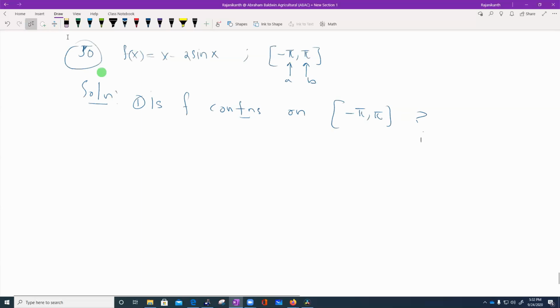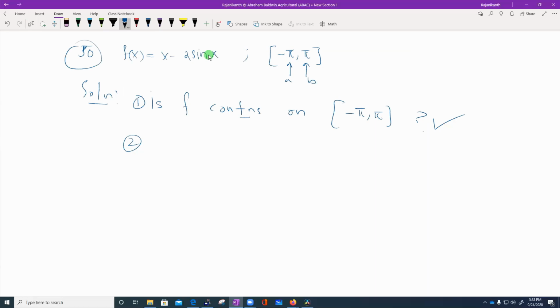Yes, because it is a combination of a trig function, sine, and an algebraic function, in other words a polynomial function, which is always continuous. Therefore, this is also going to be continuous. Again, polynomial and sine and cosine functions are very smooth everywhere. Therefore, the derivative exists everywhere.